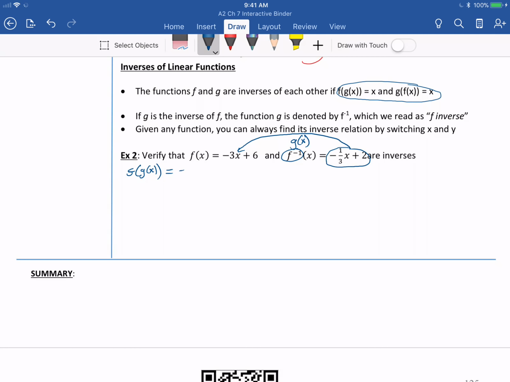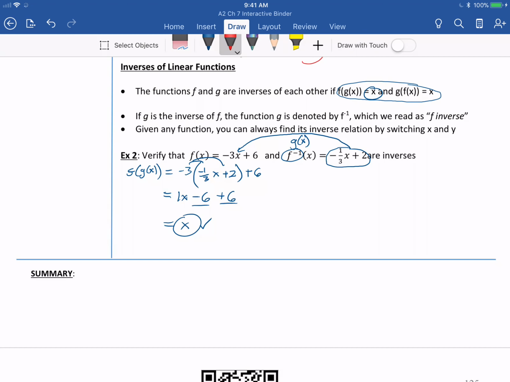All right, so this guy is equal to what? Negative 3 times negative 1/3 x plus 2, plus 6 here. Now if I distribute this in here, negative 3 times negative 1/3 is going to be 1x minus 6, and then plus 6 still. Now 1x minus 6 plus 6, these guys combine to just make x, and that's exactly what we want. F of g of x is equal to x, so check so far. If you get just an x, that's what you want.